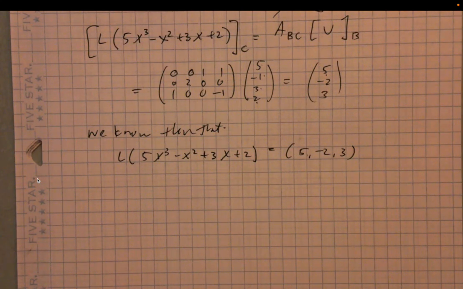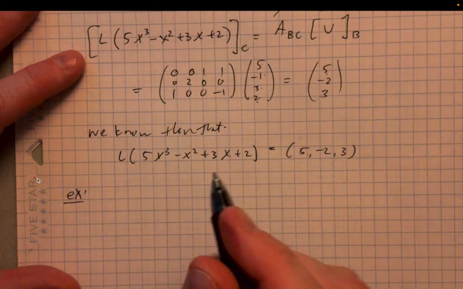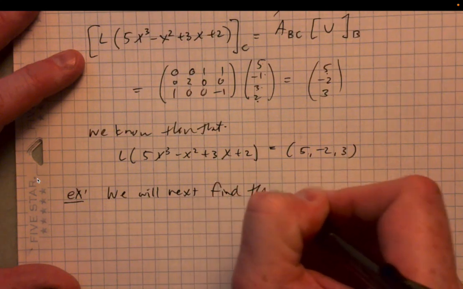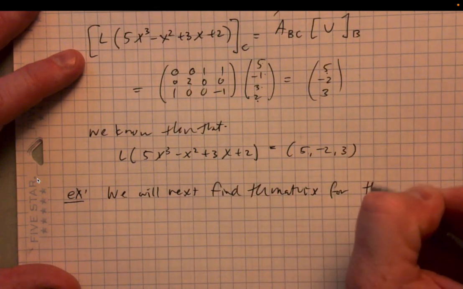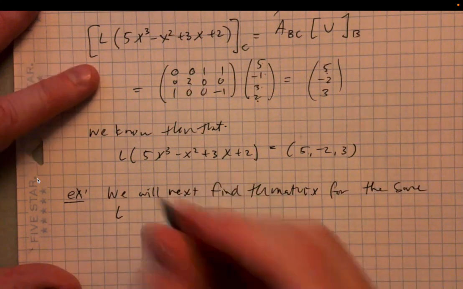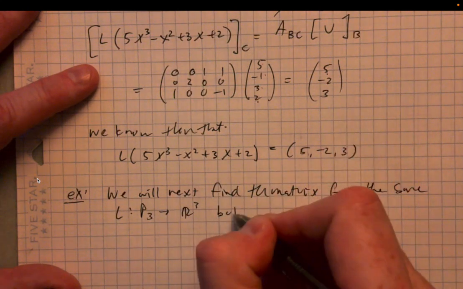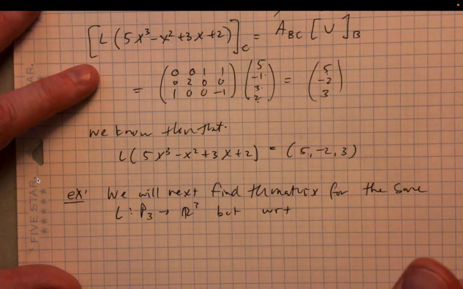Okay. Now, in this case, the codomain basis was the standard basis. So let's try the same kind of idea here, except let's apply it to the same linear transformation, actually, but with different bases. So we'll next find the matrix for the same L, P3 to R3, but with respect to different ordered bases.